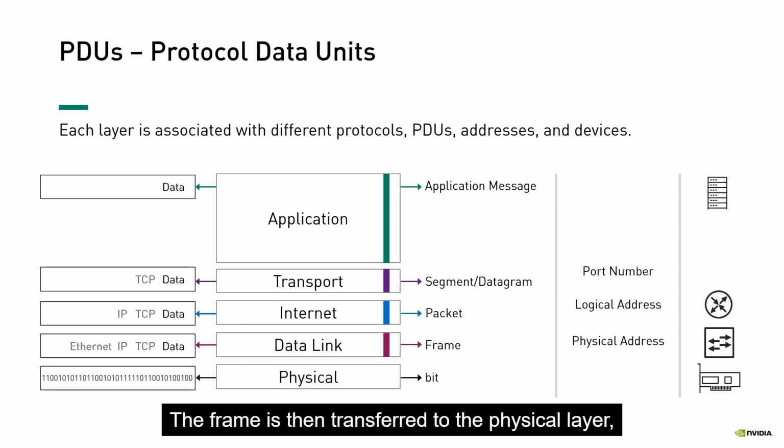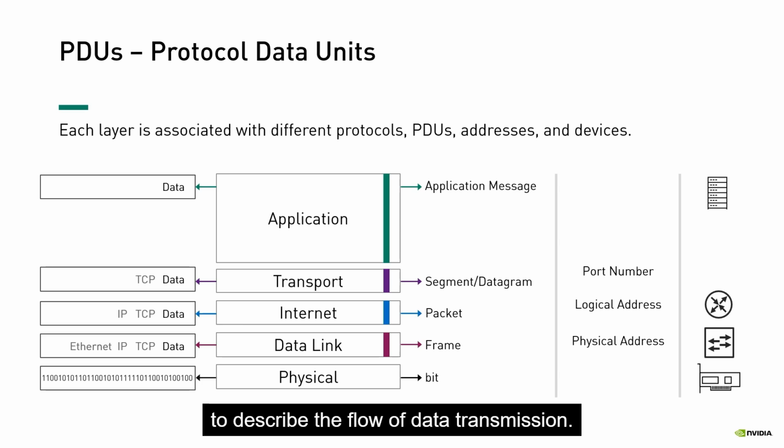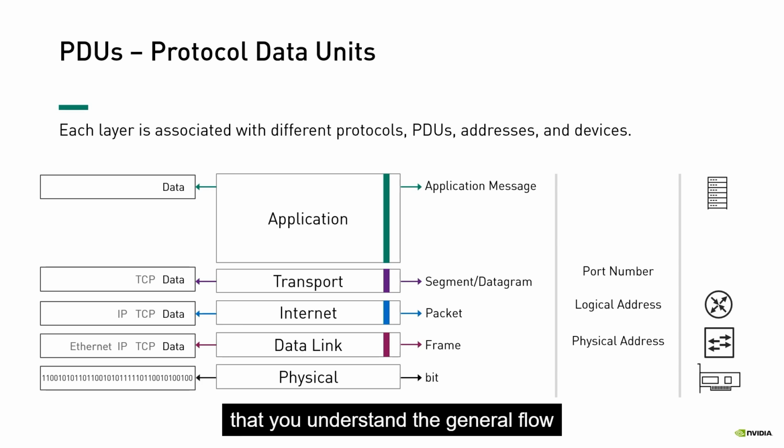The frame is then transferred to the physical layer, layer 1, and is converted into a stream of bits. The stream of bits is then placed on the network medium for transmission. We've used many technical terms to describe the flow of data transmission. No worries if you're not familiar with some, we'll cover them in more detail later. At this point, it's only important that you understand the general flow.